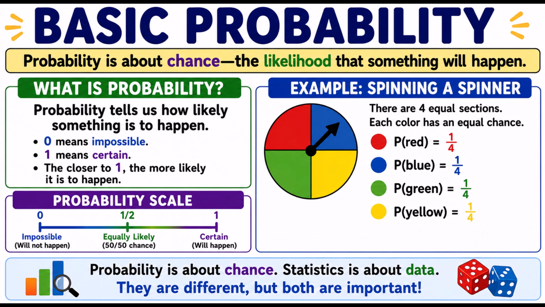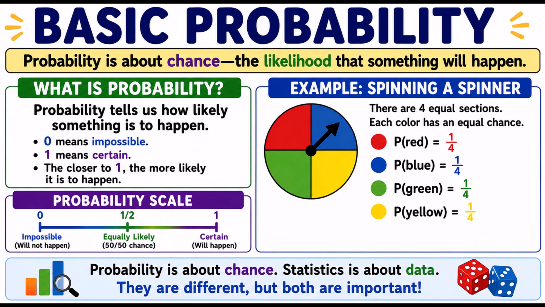This is our probability scale for this image. 0 means impossible. Half means equally likely, a 50-50 chance. And 1 means it's certain, meaning it will happen. So, spinning a spinner. There are 4 equal sections on a spinner. Each color has an equal chance, which gives us a 1/4 chance for each color.